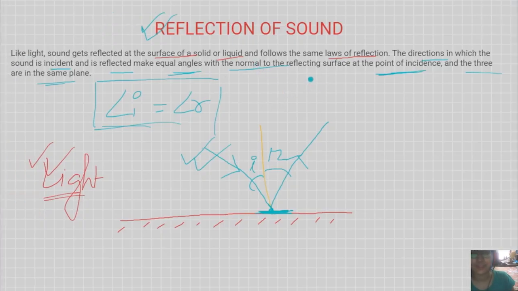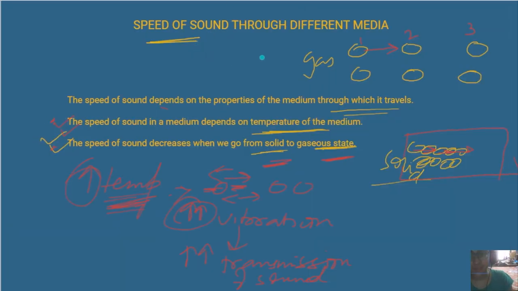We talked about the basis of this whole echo and reverberation, which comes from the reflection of sound. The law of reflection is very important, and it is asked a lot. And last but not the least, we talked about the speed of sound through different media, how it differs from medium to medium, and how it depends upon the temperature as well as the state of the medium.